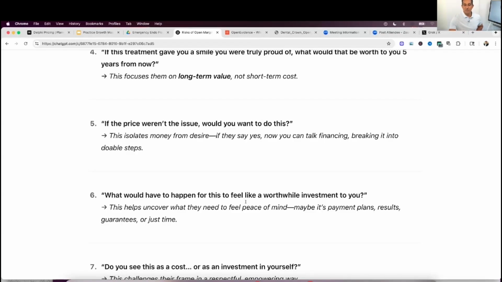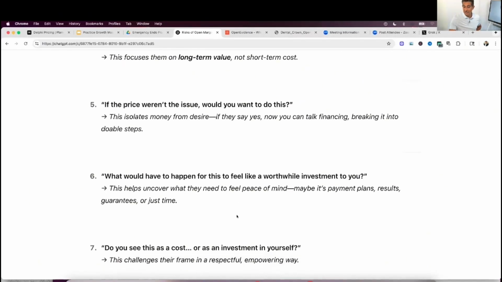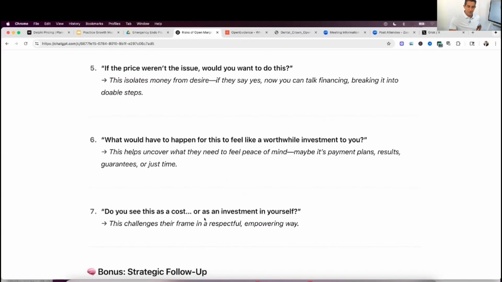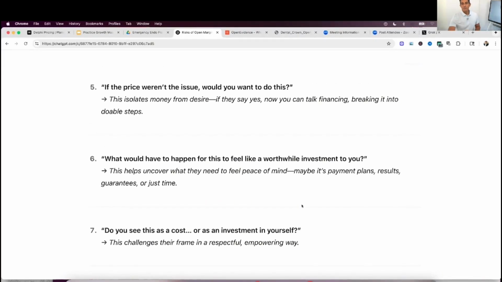Okay, so this helps them cover what they need to feel peace of mind. Maybe it's payment plans, results, guarantees, or just time. I love this one. And this is a great reframe. This challenges their frame in a respectful, empowering way. This one. Do you see this as a cost or an investment in yourself? You know, Doc, I think I see it as a cost.